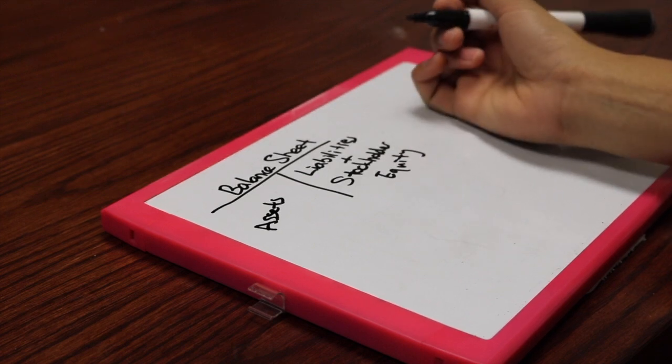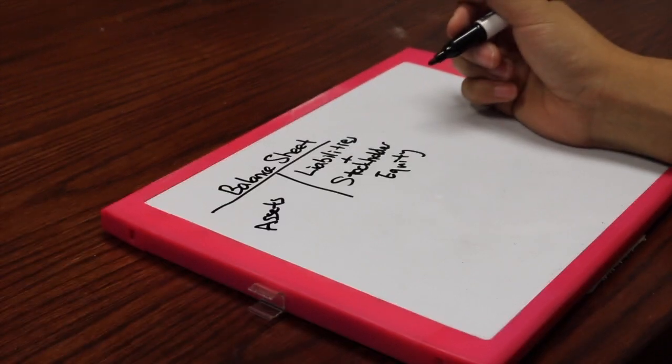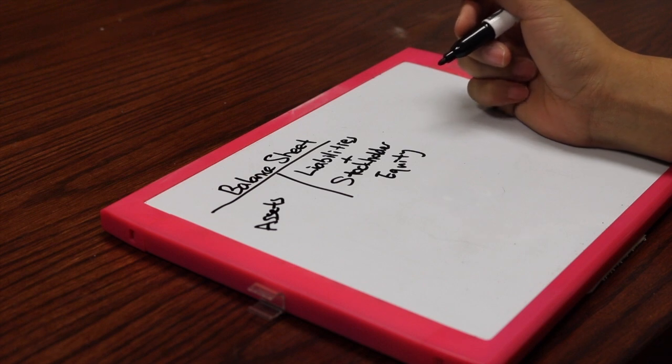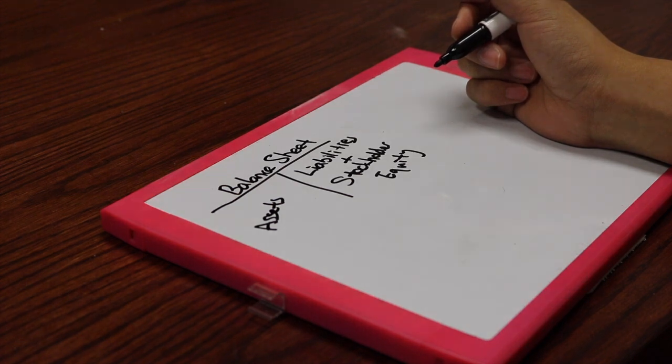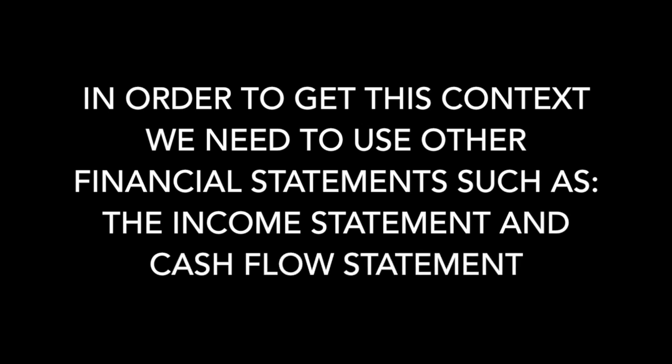The balance sheet is useful when estimating a company's liquidity and solvency, but it has its limitations. One big downside is that the balance sheet is a snapshot. It does not explain much in terms of context. In order to get this context, we have to use other financial statements, such as the income statement and cash flow statement, which we will discuss in future videos. Now let's take a closer look at the balance sheet.